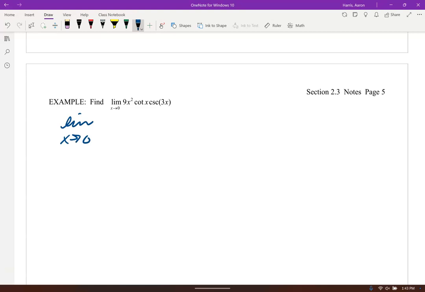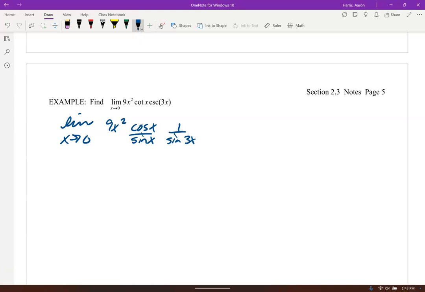Limit x goes to 0. I've got 9x squared. I'm going to take my cotangent and write that as a cosine over a sine. Then I'm going to take my cosecant and write that as 1 over sine of 3x. Right?